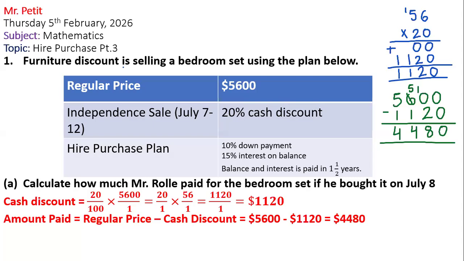Then for the amount paid, you do the regular price minus the cash discount. So the regular price would be 5,600 minus 1,120, which equals 4,480. Very good. So that is exactly how we do it.